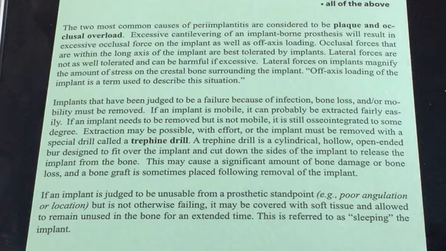This may cause a significant amount of bone damage or bone loss, and a bone graft is sometimes placed following removal of the implant. If an implant is judged to be unusable from a prosthetic standpoint, e.g. poor angulation or location, but is not otherwise failing, it may be covered with soft tissue and allowed to remain unused in the bone for an extended time. This is referred to as sleeping the implant.